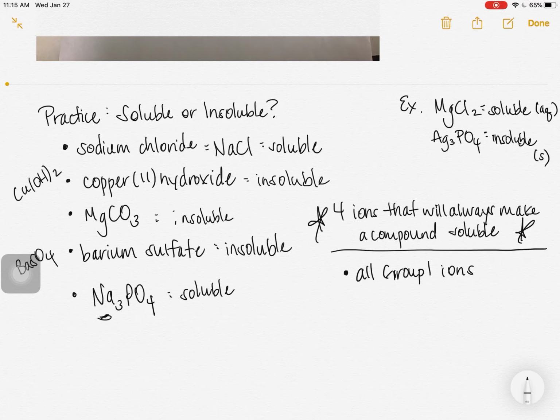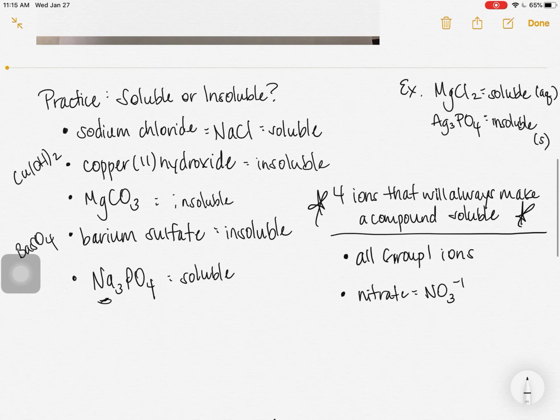So if you see a group 1 with anything, it's soluble. There's no questions asked. The second one is the nitrate ion. So NO3 minus 1. So again, if you see anything hooked to nitrate, that substance will be soluble. The third one is the ammonium ion, and that's that NH4 that we kept reading about in the chart. Okay, so if you see ammonium bonded with anything, it's going to be soluble.